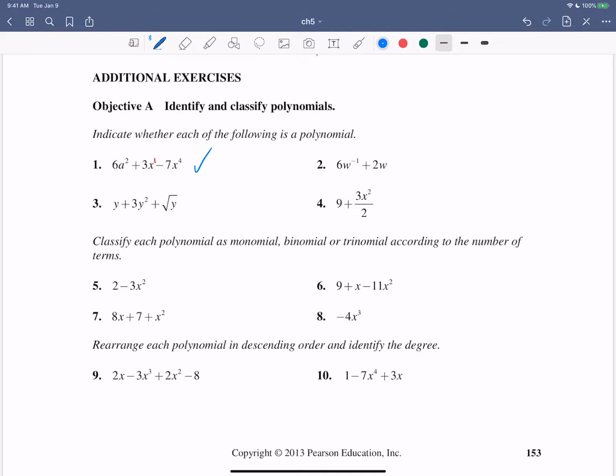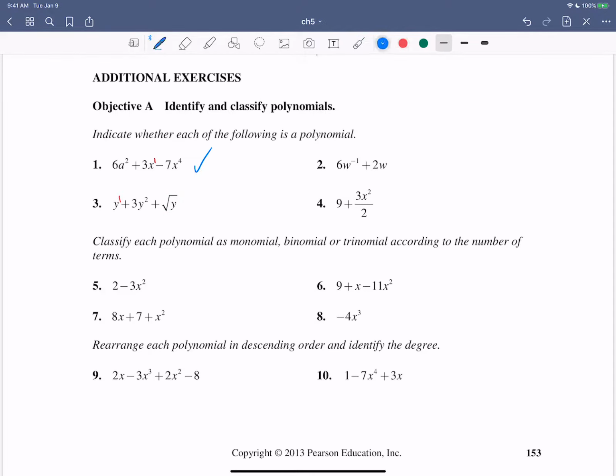Number 3, y plus 3y squared plus square root of y. Very similar to number 1, the first term has an invisible 1, so it is an integer exponent. The second term, 3y squared, also has an integer exponent. The only problem is the last term, square root of y.